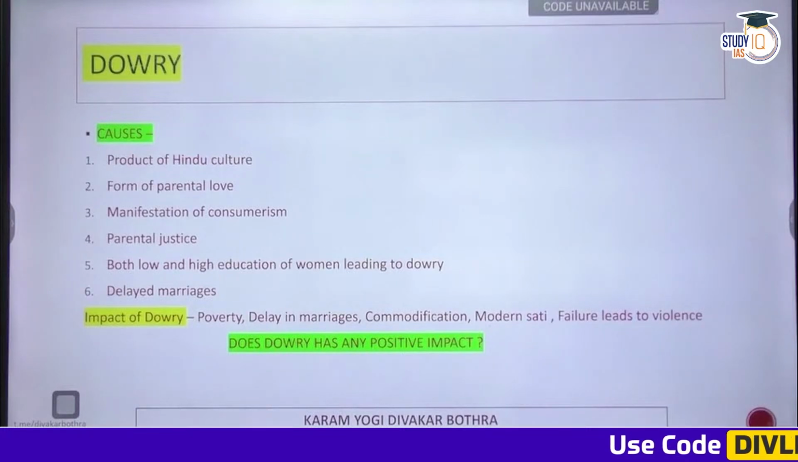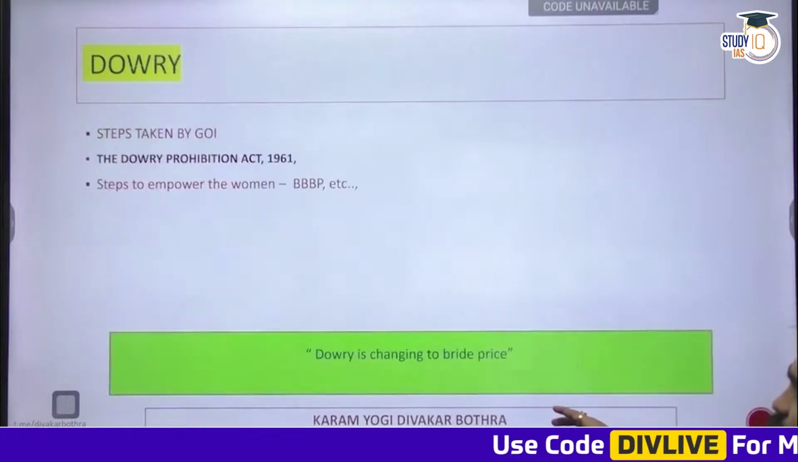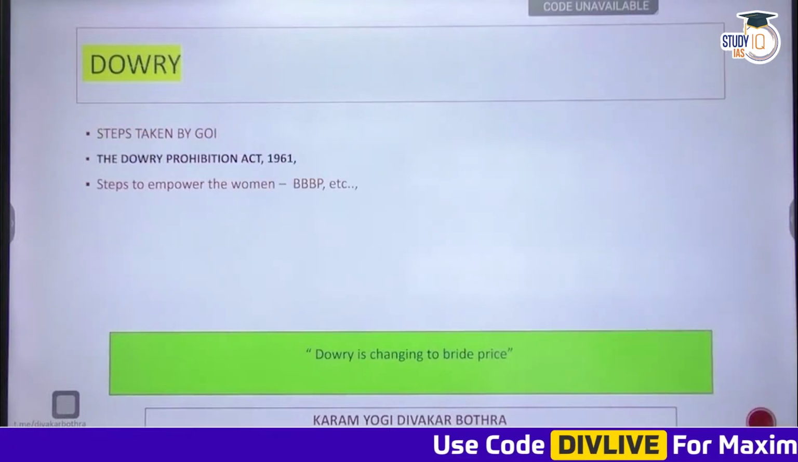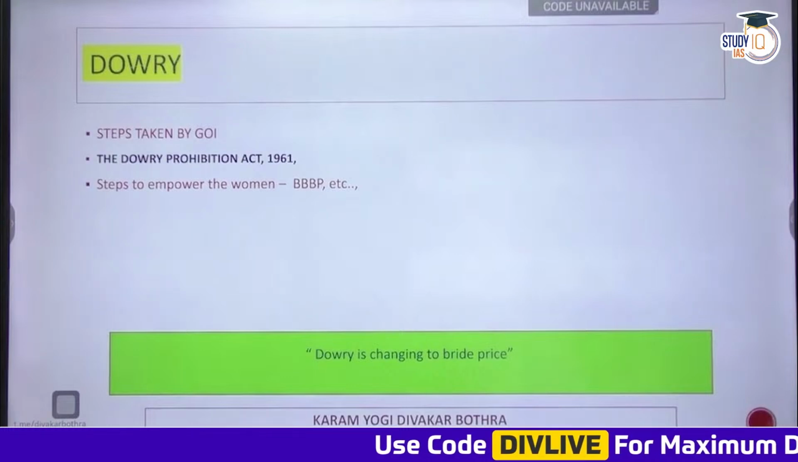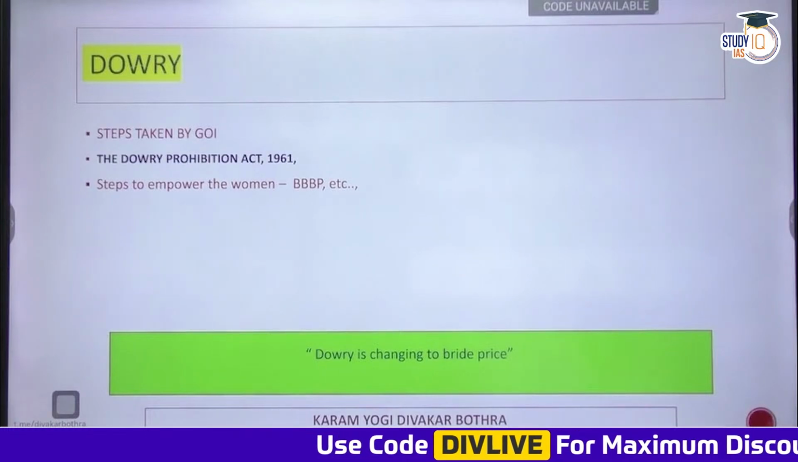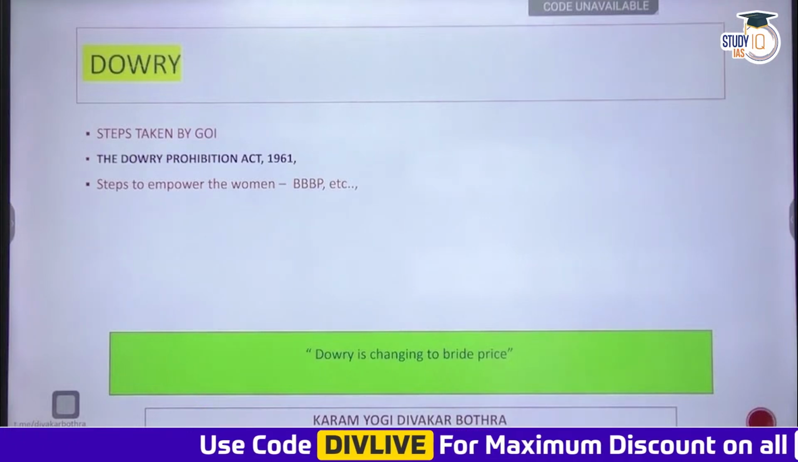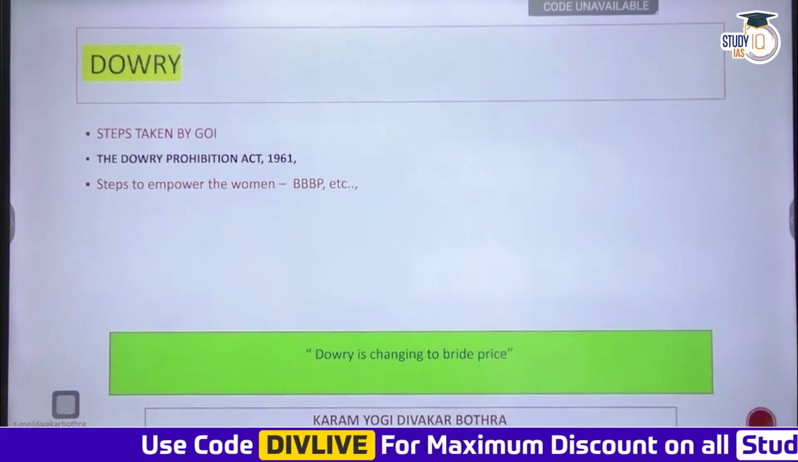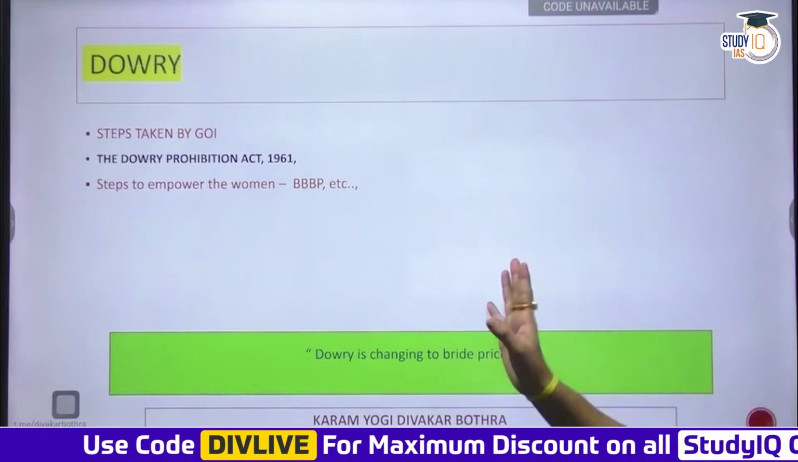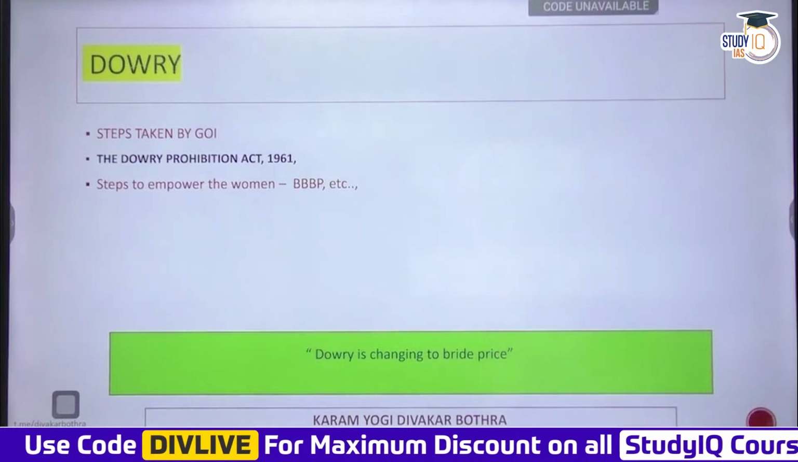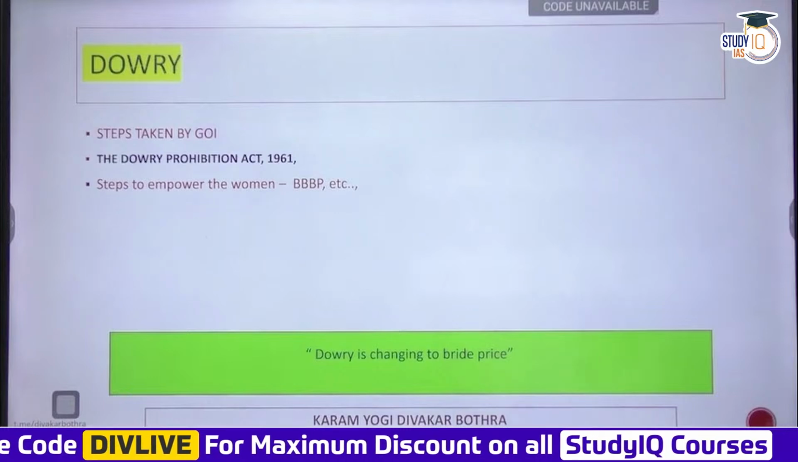But is dowry having any positive impact? Do you agree? Do you really see dowry as having any positive impact? This may not suit your Indian society, but definitely it is a very important analysis by various sociologists. That's the reason sociology is one of the best optionals, which gives you a wide variety of understanding. Oh, come on, I'm not selling my optional here. I'm just saying it gives you a deeper analysis of things.